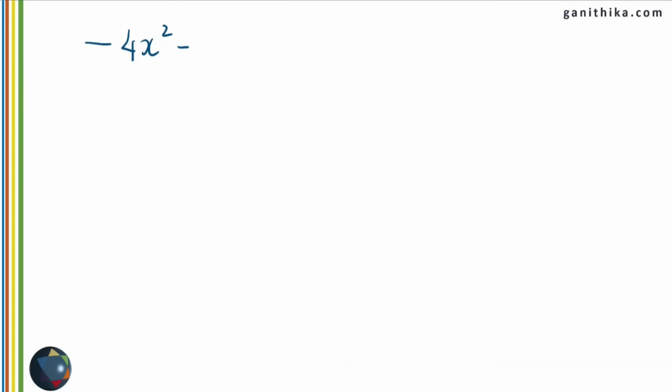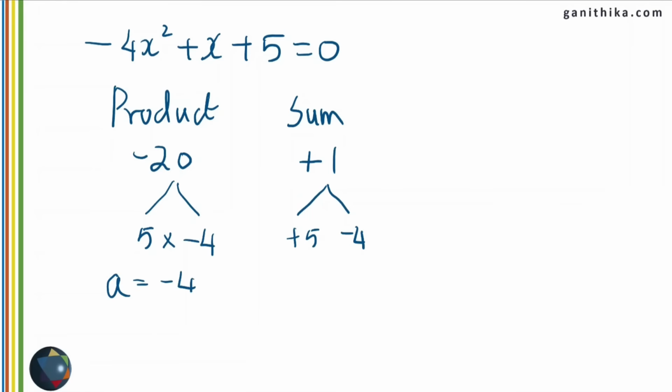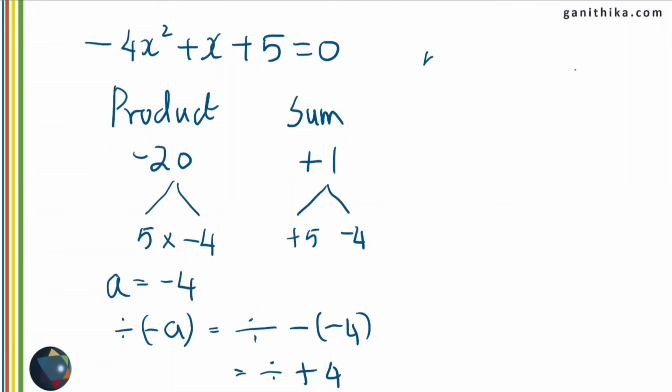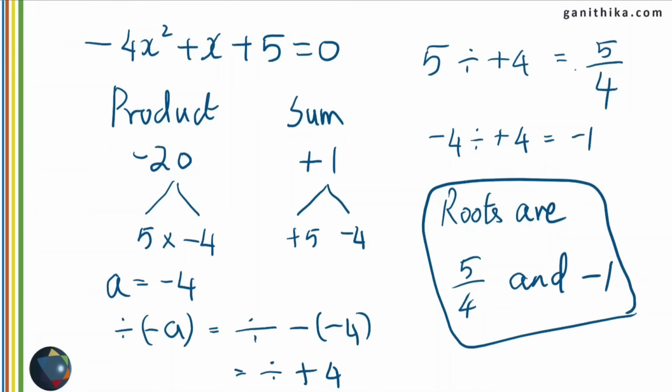Let's consider another example with negative leading coefficient. Here in this case, negative 4 is a. The product will be minus 20 and the sum would be plus 1. The numbers you would choose here are plus 5 and negative 4. Now the leading coefficient is negative 4, so dividing by negative a means dividing by negative of negative 4, which is positive 4. Divide the numbers that we found by positive 4 and we should be getting the roots. Therefore the roots are 5 over 4 and negative 1.